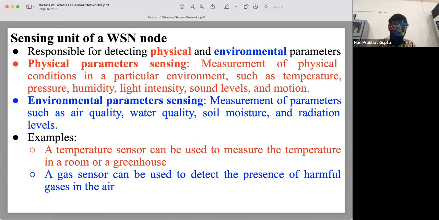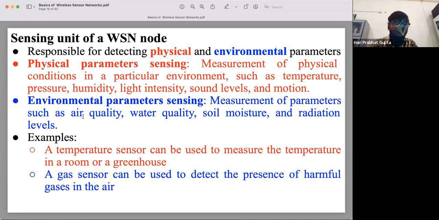Such as air quality changes. If there is a change in the air quality, if some pollution level is high or low, these are environmental parameters. Water quality, soil moisture, and radiation levels. All these are the environment nearby us, such as the air, water, soil, and radiation level. So these are known as the environmental parameters, and they are detected by sensors.